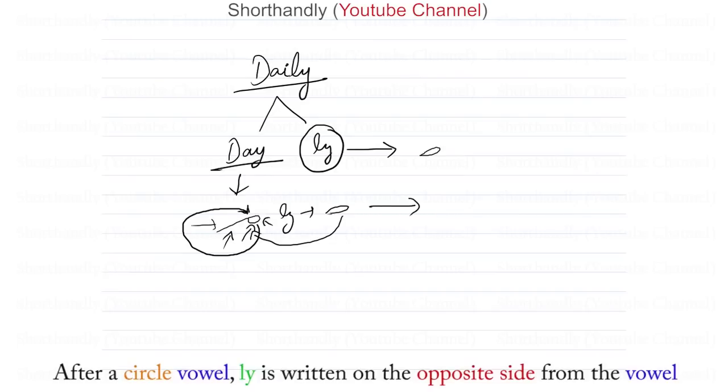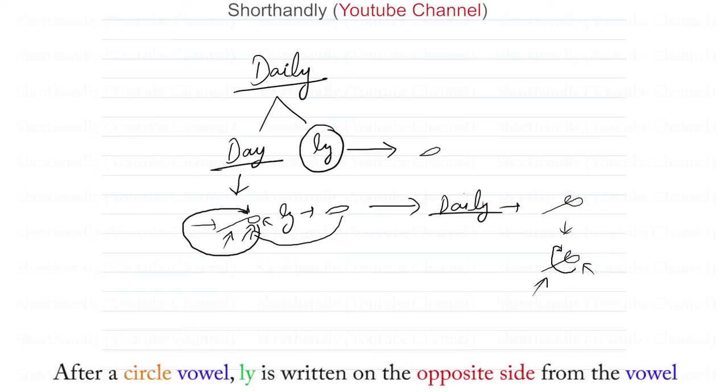So this overall daily word will be made like this. Or we can make this again like this. Alright, so you see we made this first D, which is a long stroke, then we have a large circle, then we finally attach the loop on the opposite side of this vowel.